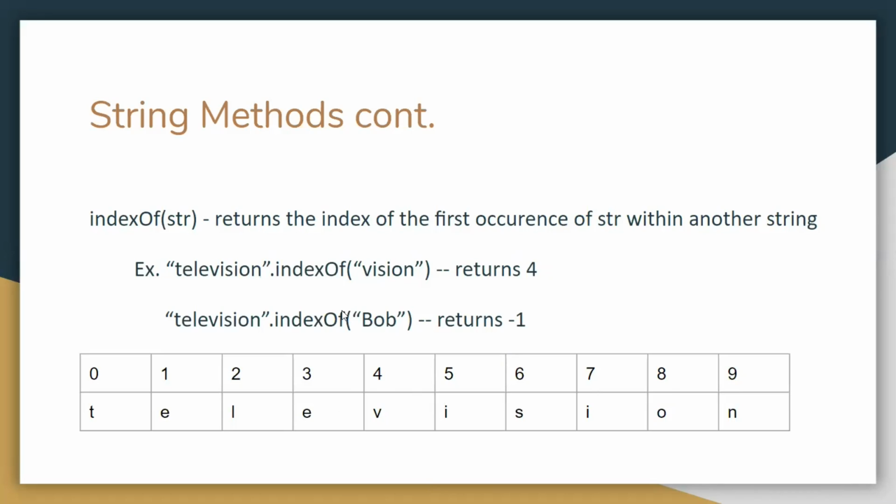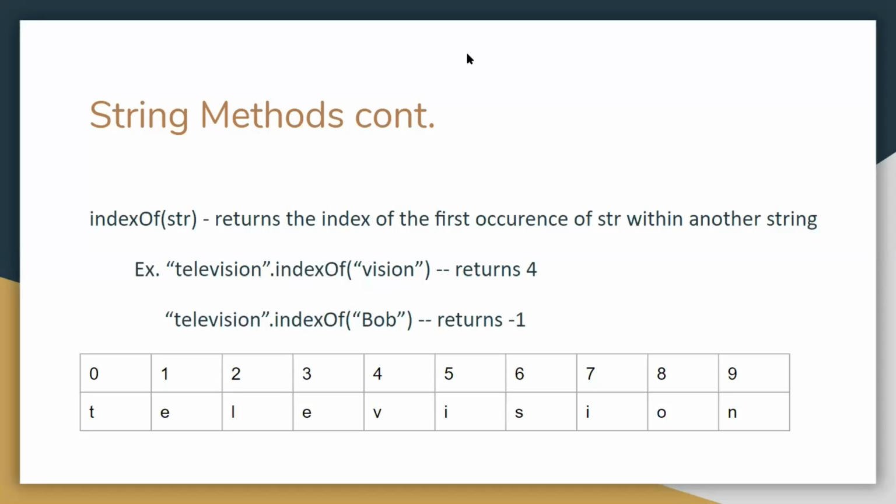And sometimes some words don't exist within another word. For example, "Bob" is not present in "television", so it cannot return the index of a first occurrence of the string within another string because it simply does not exist. So in this instance, it returns -1. In general, for most methods built into Java, if it does not work as intended, or whatever it's trying to find does not exist, it would return a -1 just to symbolize that something went wrong.